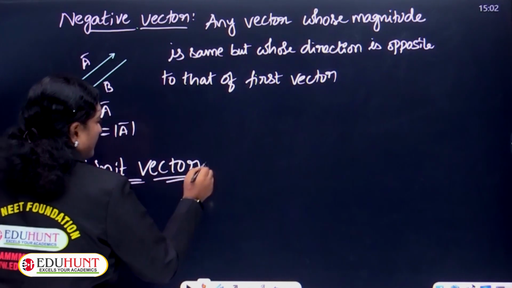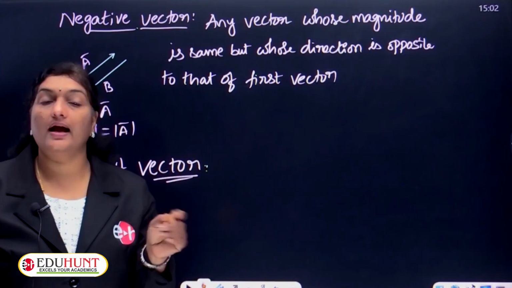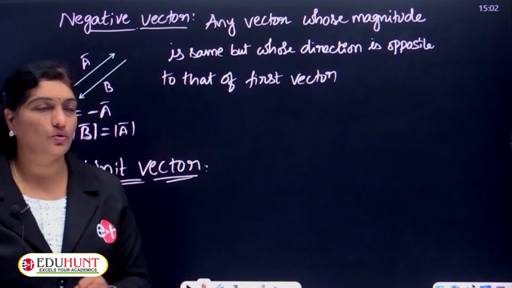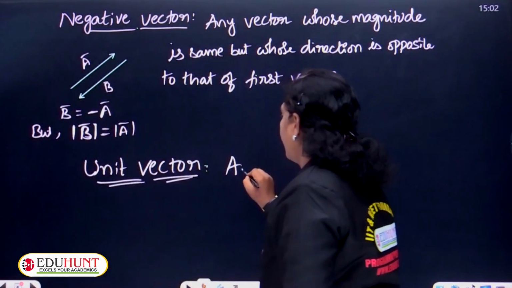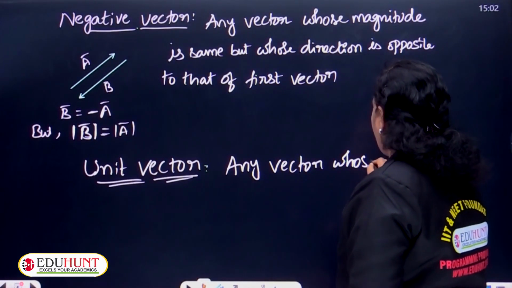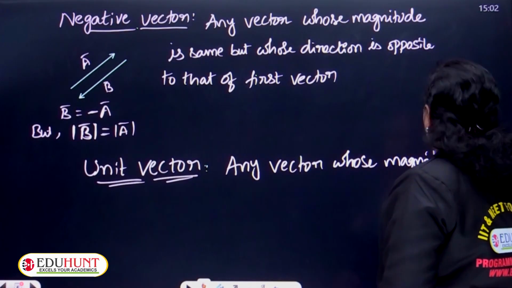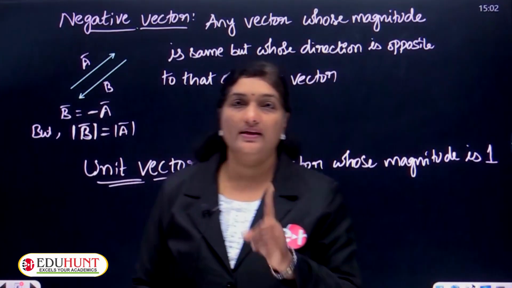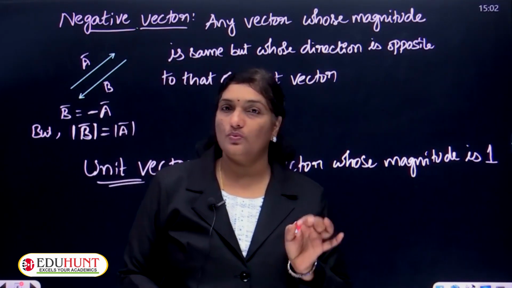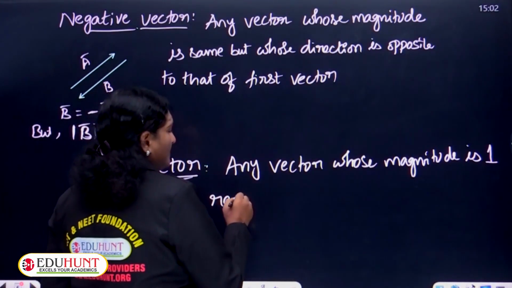So what is a unit vector? Any vector whose magnitude is 1 and which has a specific direction is called a unit vector. So let me write the definition. Any vector whose magnitude is 1, unity, but which has a specified direction, representing a specific direction.